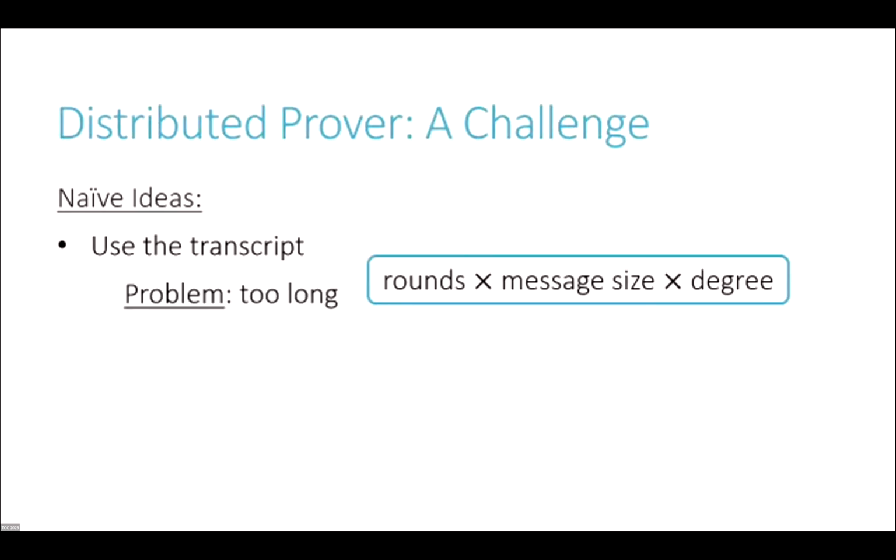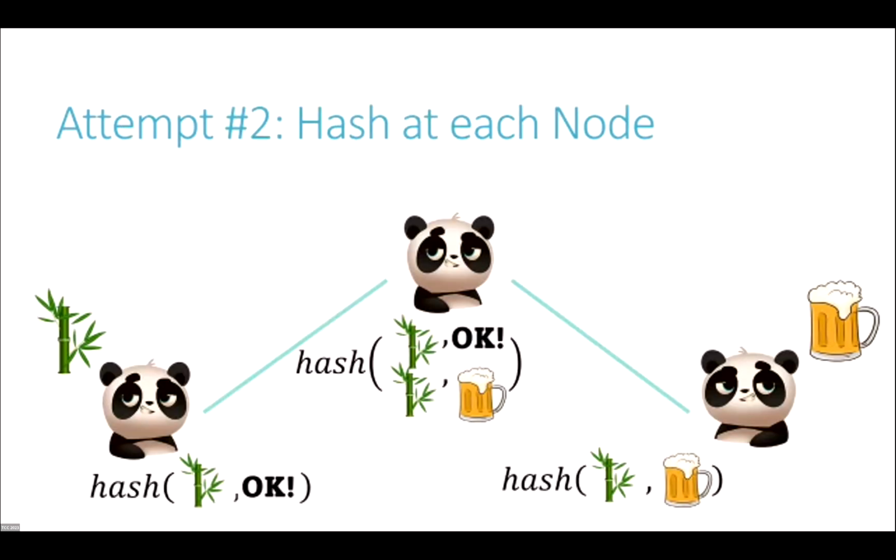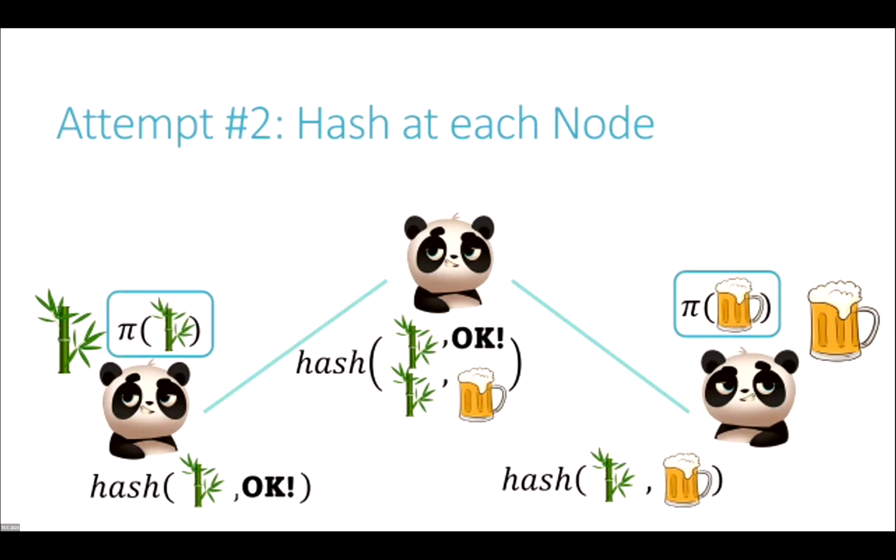So the length of the transcript depends on number of rounds, message size, and degree of the node. And each one of these things could be large. So to make things shorter, one might say, let's hash the transcript at each node. Now we have a hash at each node, and this is succinct enough. And let's assume, for the matter of the example, that we could easily have a proof at each node that this transcript that it has hashed is a valid transcript that actually yields its output. And we ask, are we done?